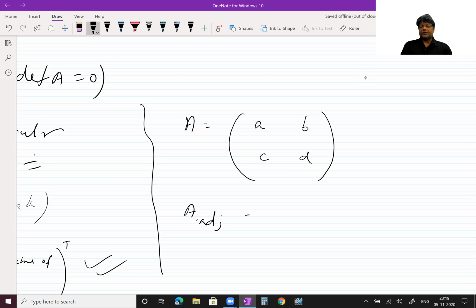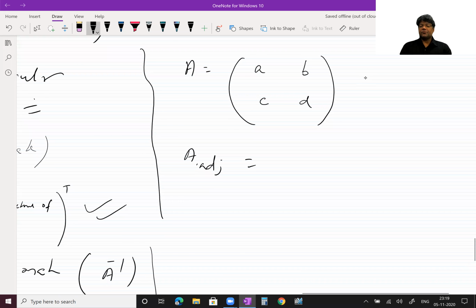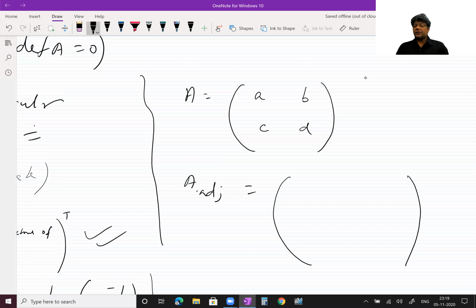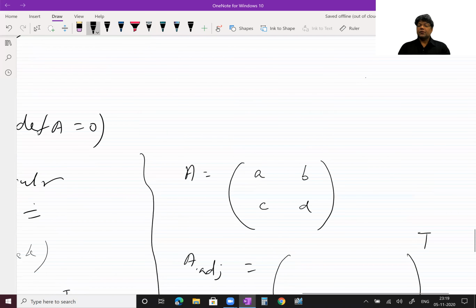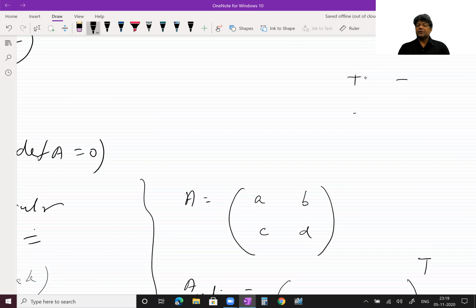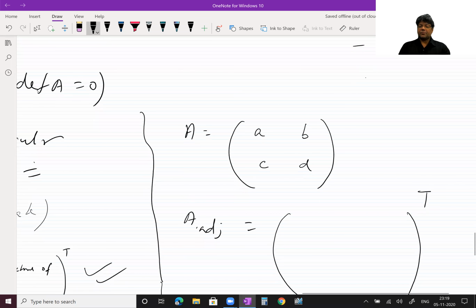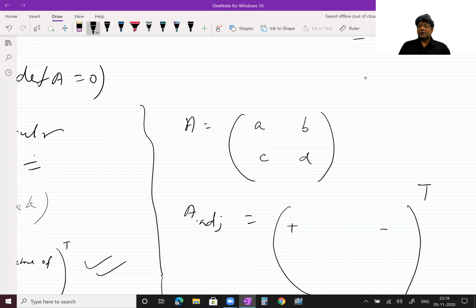A adjoint, you are going to calculate. You know what's the rule? Write down here their cofactors and then the transpose of that. Here you are to write down cofactors. Cofactors means the sign rule for 2 by 2, you know, plus, minus, minus, plus. So what will happen? Plus, minus, minus, plus.